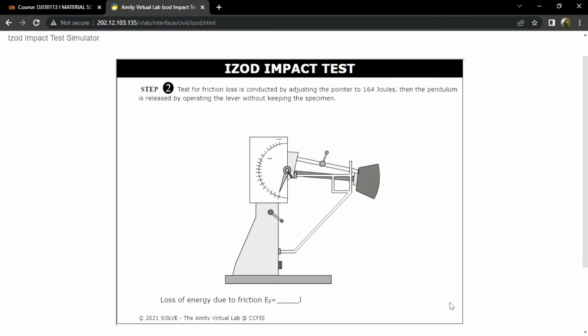So the second step is to test for friction loss, conducted by adjusting the pointer to 164 joules. The pendulum is released by operating the lever without keeping the specimen. So the loss of energy due to friction is 2 J.